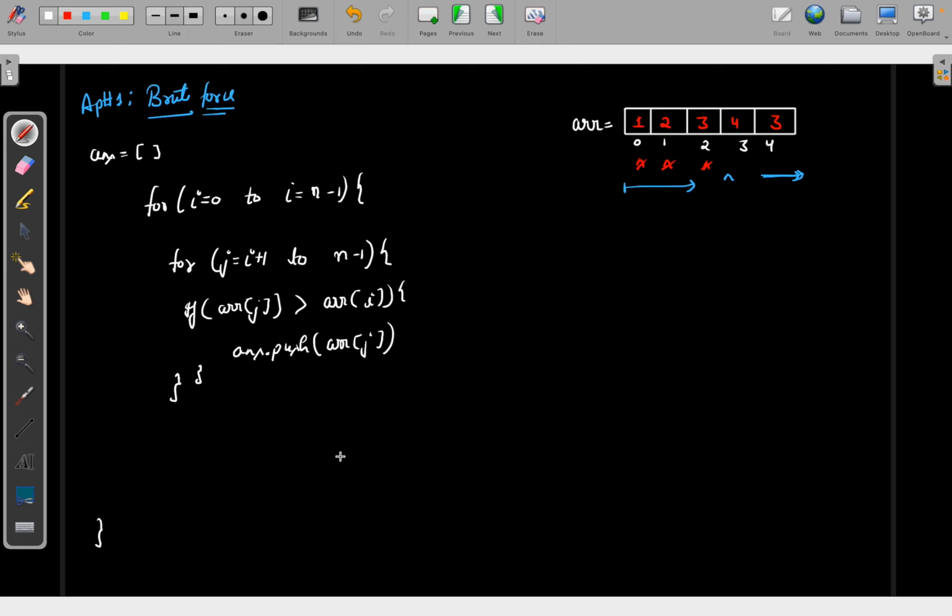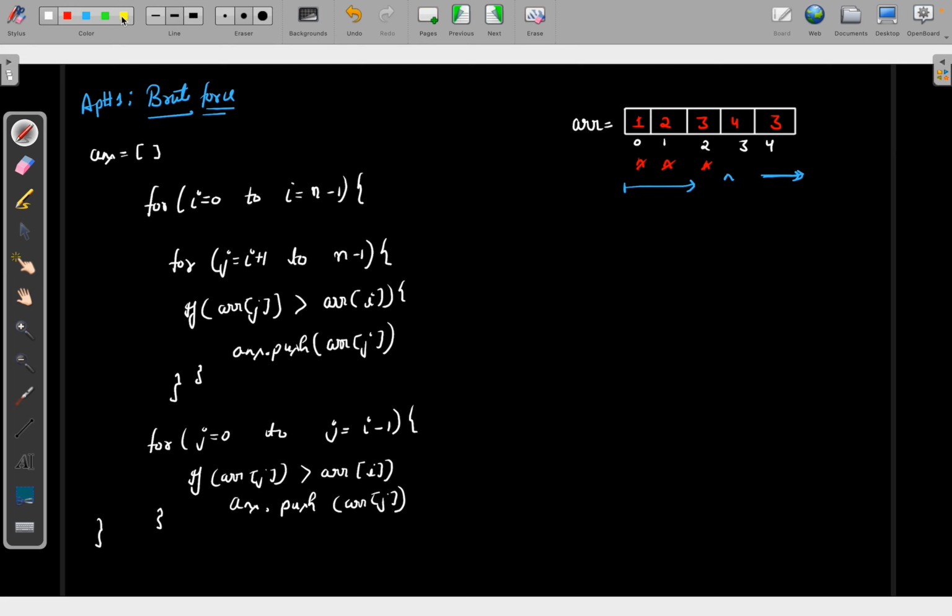But there can be a possibility that you won't be able to find it here. So you will run a circular traversal. You will start from j equals 0 to j equals i minus 1, before it, and again do the same thing. You find if any jth element is greater than your ith element, and you push answer.push(arr[j]).